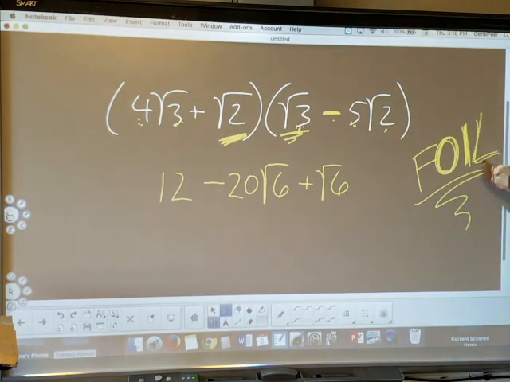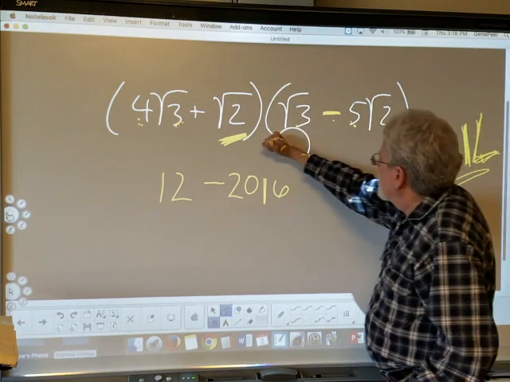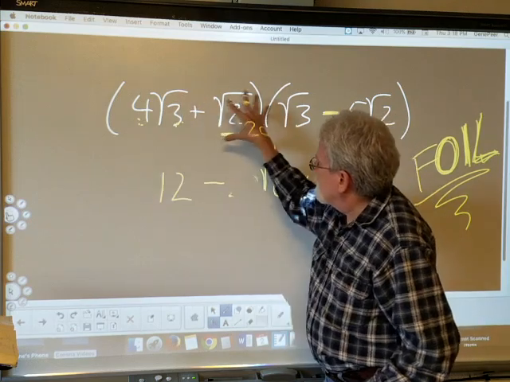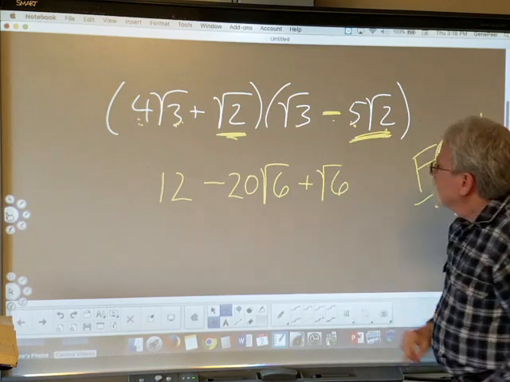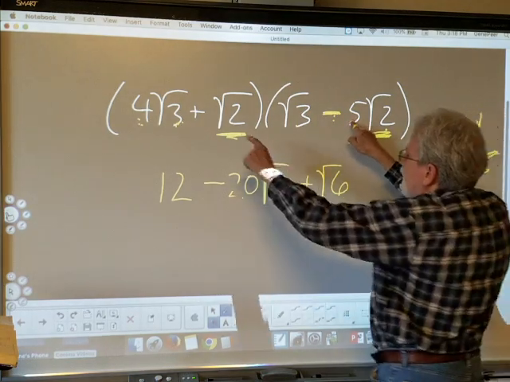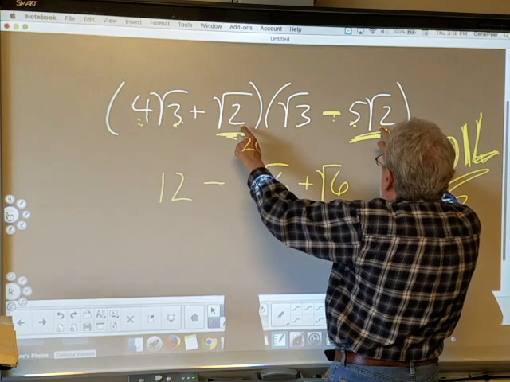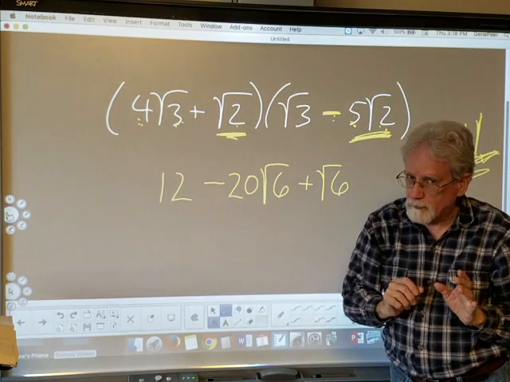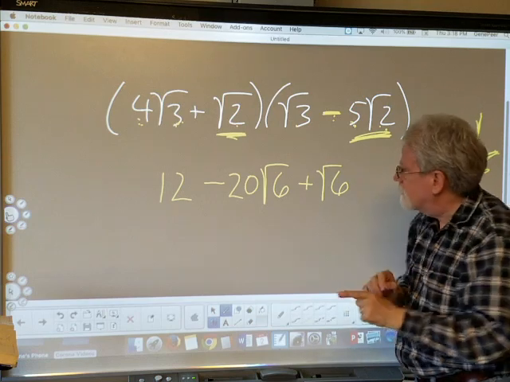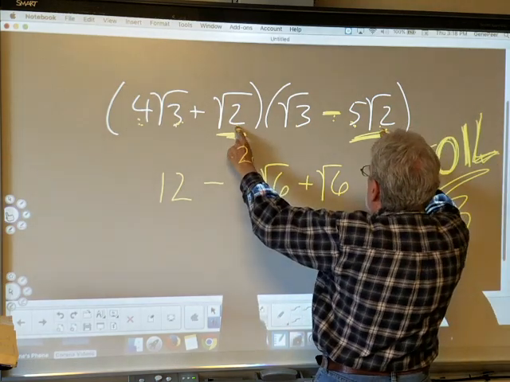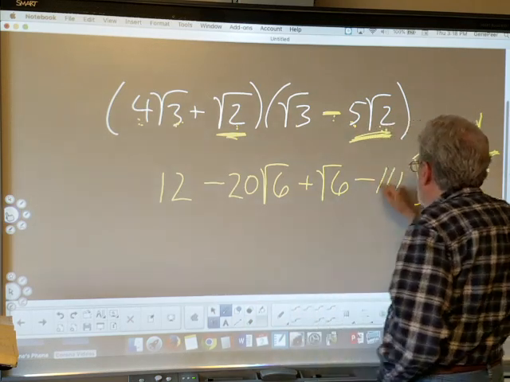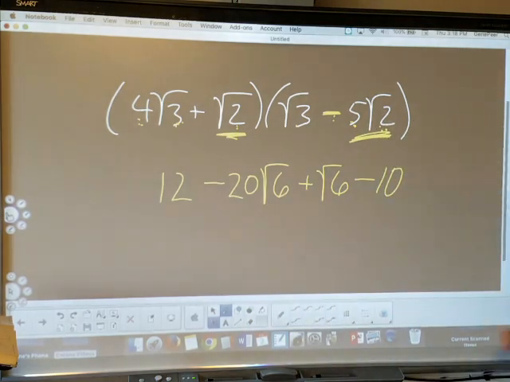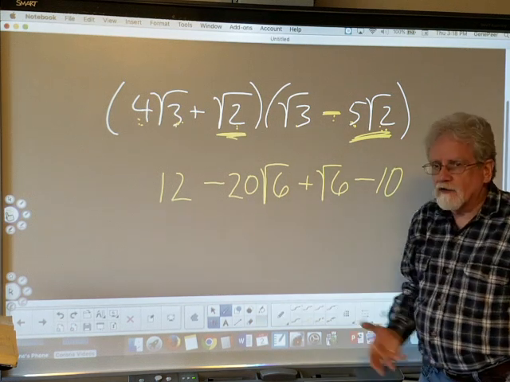And then L for lasts. The lasts being this guy, the last one here, and the last one here. That gives us negative 5 square root of 2 times, what's square root of 2 times square root of 2? You better say 2. 2! That's right. Square root of 2 times square root of 2 is 2. 2 times negative 5 gives me a minus 10. And we have reviewed FOIL. Are we done? Of course we're not done, because we can combine like terms now.